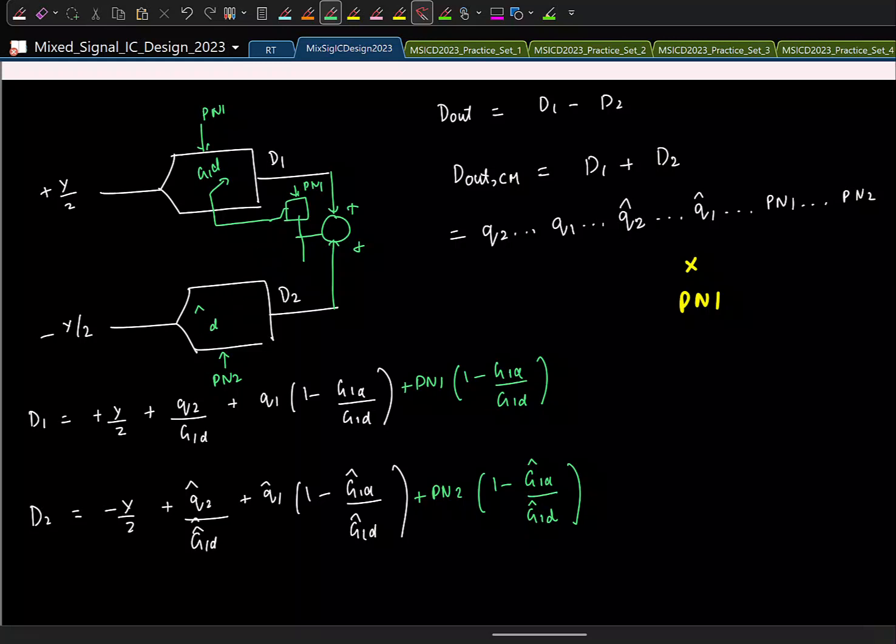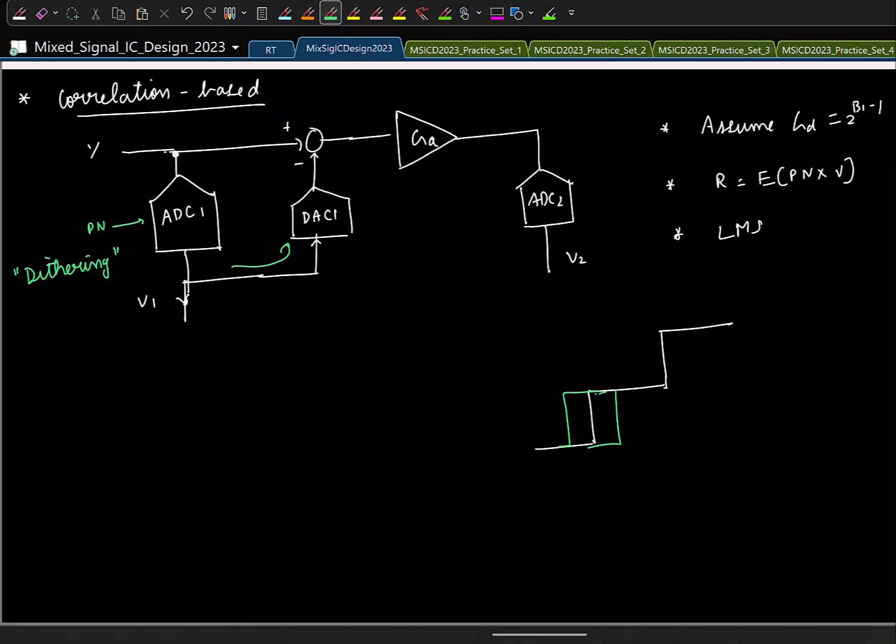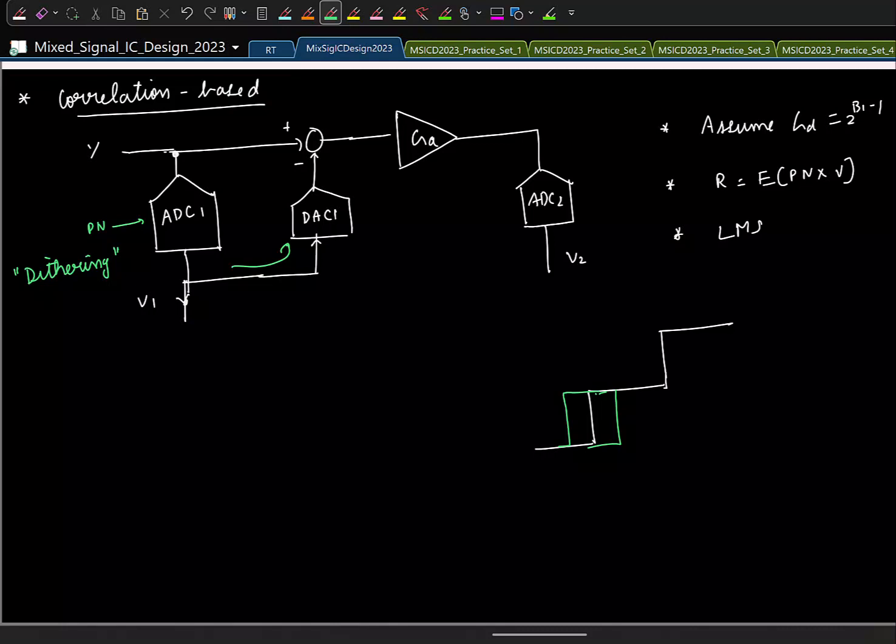So this is one way in which you can do this to avoid issues with convergence and interference from the signal. And this was what was originally proposed in the first paper. In fact, this idea of using correlation for calibration was proposed only in the early 2000s.